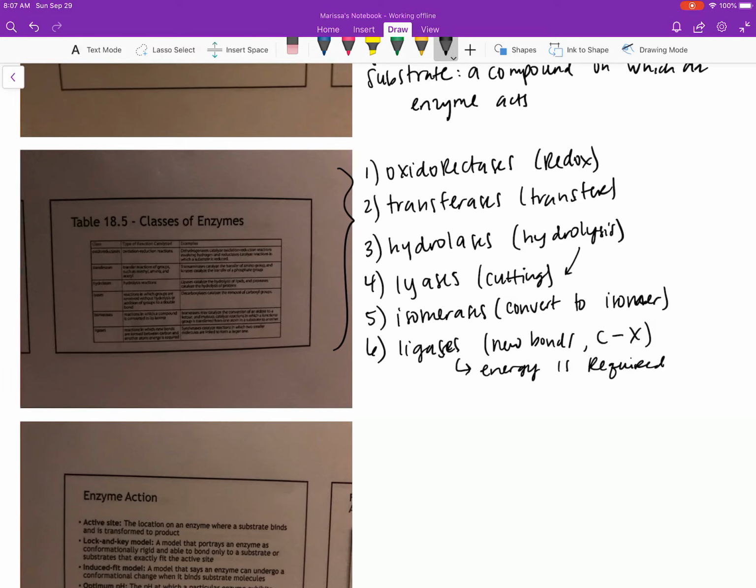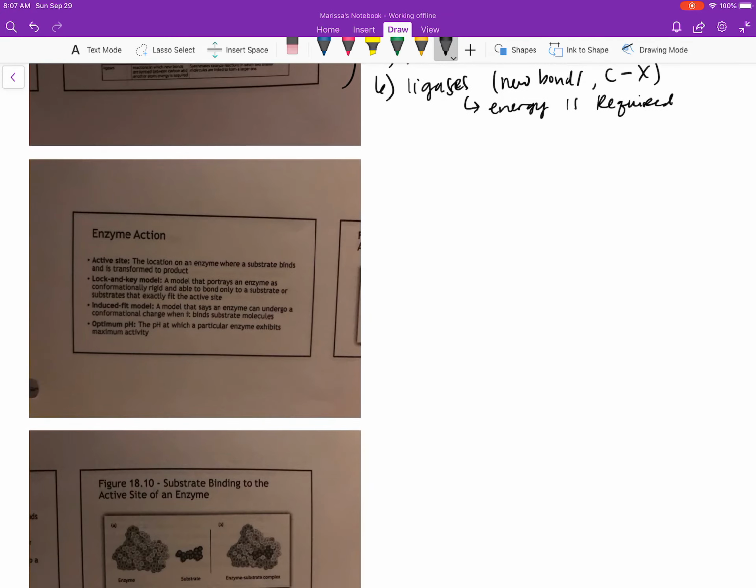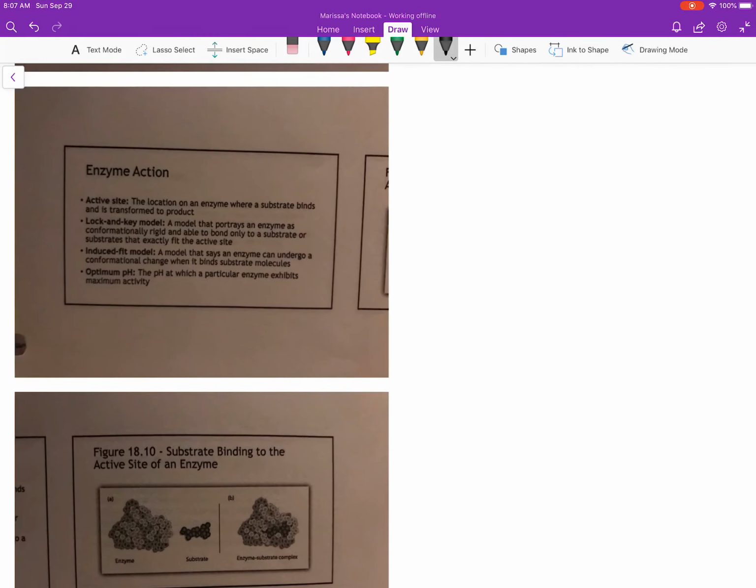So these are your 6 different classes of enzymes. Within that, there are different examples of proteins that fall into each of these classes. Okay, so let's talk a little bit more about what enzymes do. Okay, so when we're talking about enzymes, there's some important terminology which we're going to see here. The first is the active site, the lock and key model, the induced fit model, and then we'll talk about optimum pH, which is important for our enzymes.